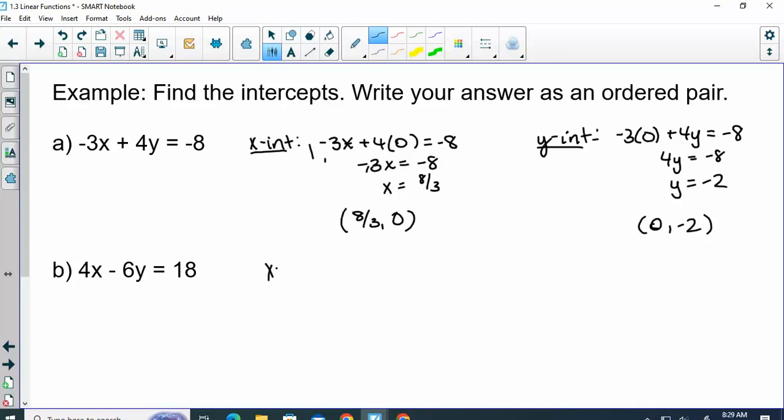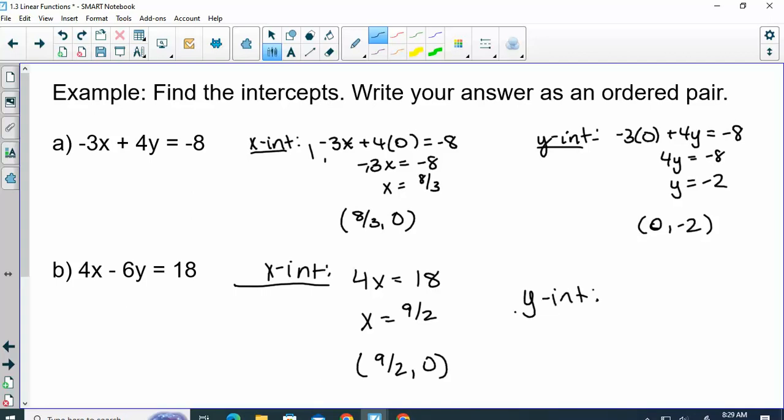So the x-intercept, put in a 0 for your y. You have 4x equals 18, divide by 4. So you get 9 over 2. I asked for ordered pairs, so it would be 9 over 2, comma 0.